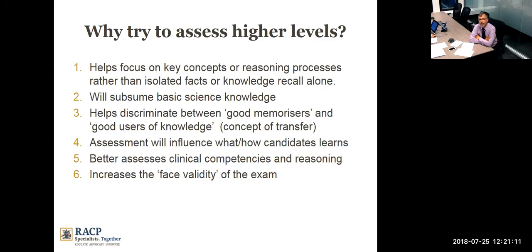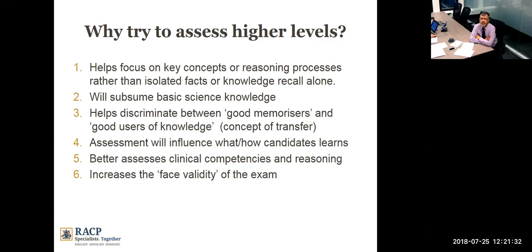Now, also, application questions help discriminate between good memorizers and good users of knowledge. And we prefer to have good users of knowledge, instead of just someone who recalls certain things. You want to be able to use it, and that is what application does. So we have that understanding of transferring of information.